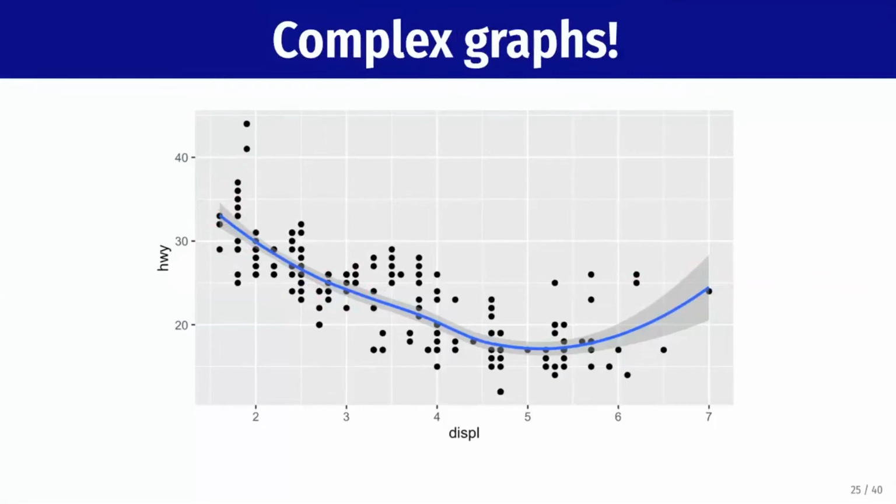because you can have a rivers layer, you can have a cities layer, you can have a lakes layer, you can have a borders layer, and you're just going to overlay those on top of each other, and they can all share the same aesthetics, and it gets fairly simple to make really complex graphs.